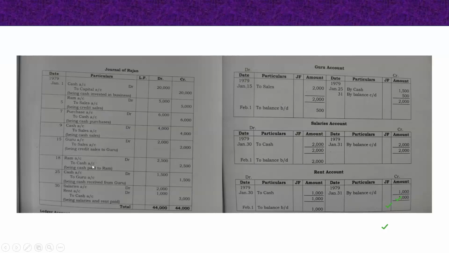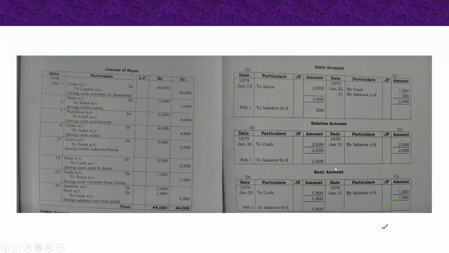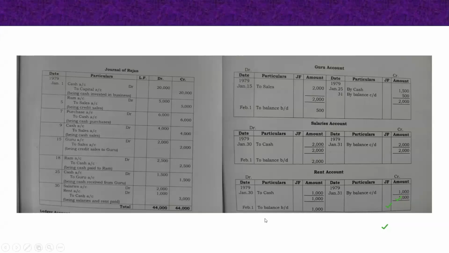Like you'll see, Guru is supposed to pay us another 500. So this one, and what else? Yeah, here 1,000 rupees. And if you see the previous one, credit sales have been done. So everything is now carried down to the next accounting period, that is the 1st of February.